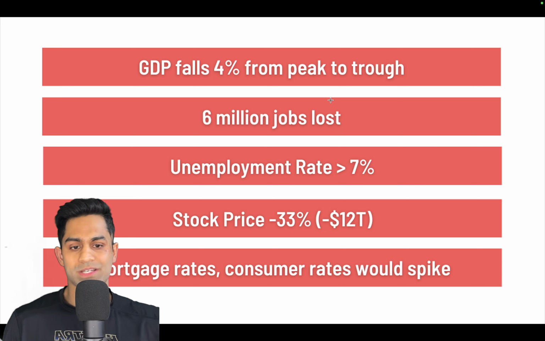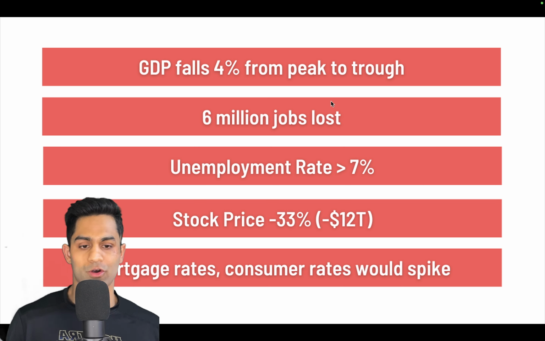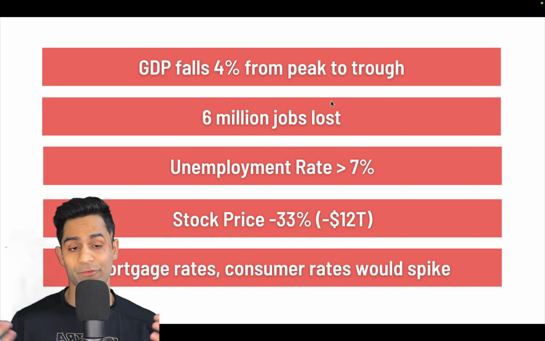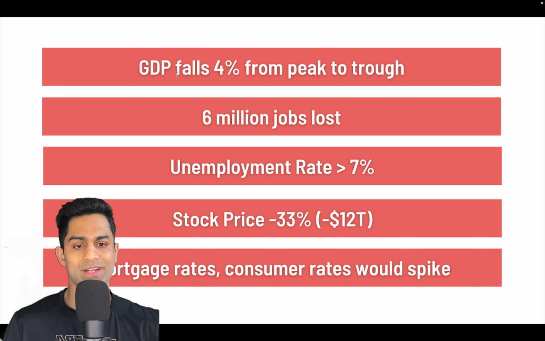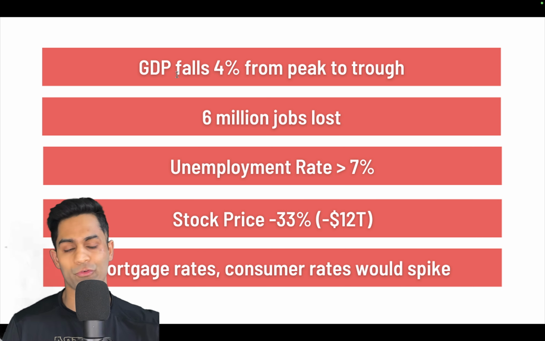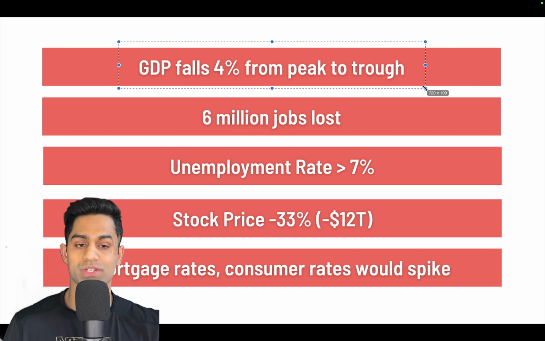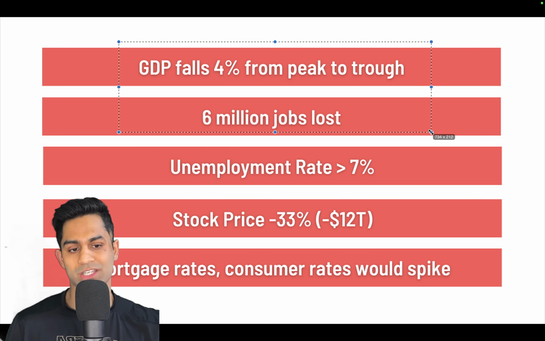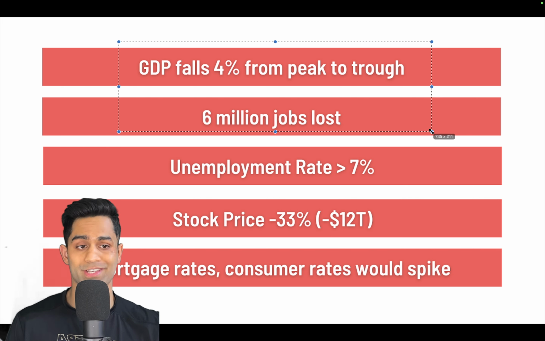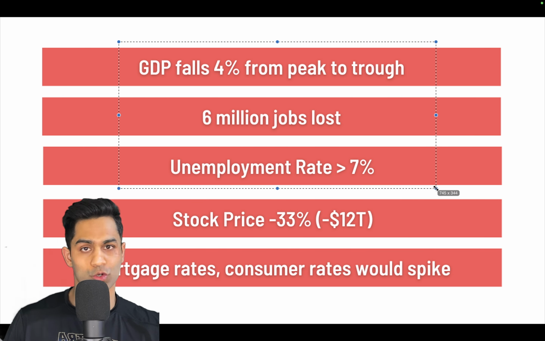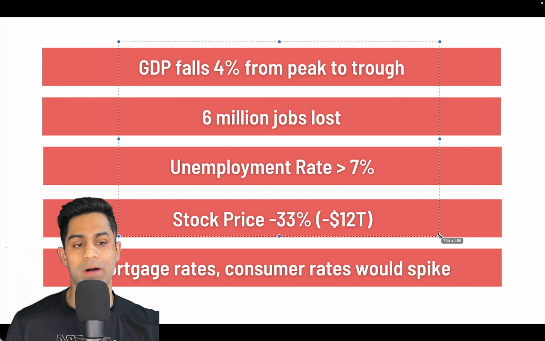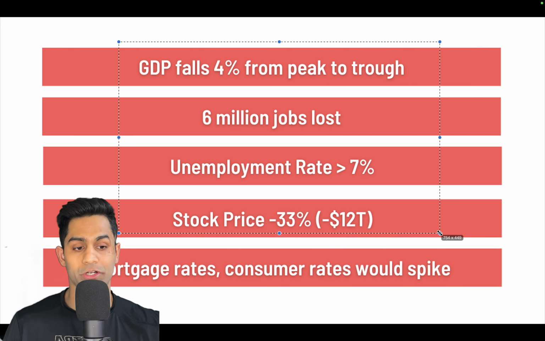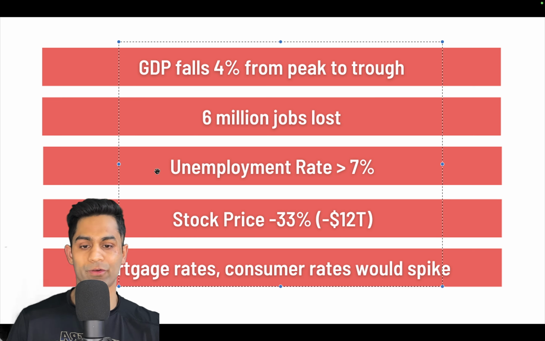Now, these are some of the estimates, or some of the consequences, of a potential debt default of the U.S. government. These are estimates put together by Moody's, I think. If you take a look at what is expected to happen if the United States actually does default on its debt, the GDP would fall by 4% from peak to trough. There would be roughly 6 million jobs lost, which I do still think is an underestimate of what could happen. The unemployment rate could more than double to over 7%. Stock prices would be expected to drop by about a third, or in other words, 33%, wiping out close to $12 trillion in value. And mortgage rates, consumer rates, everything would spike.